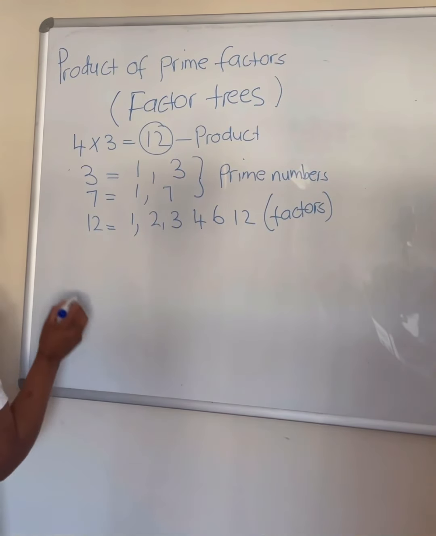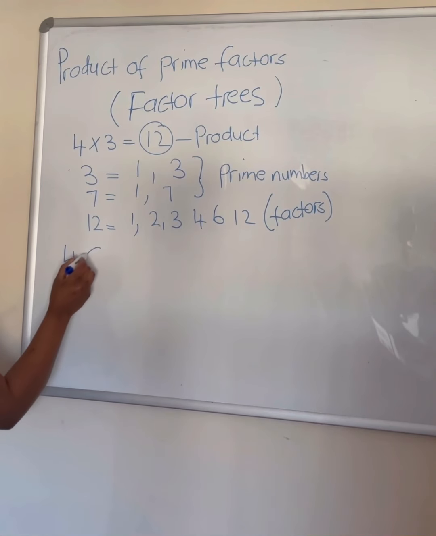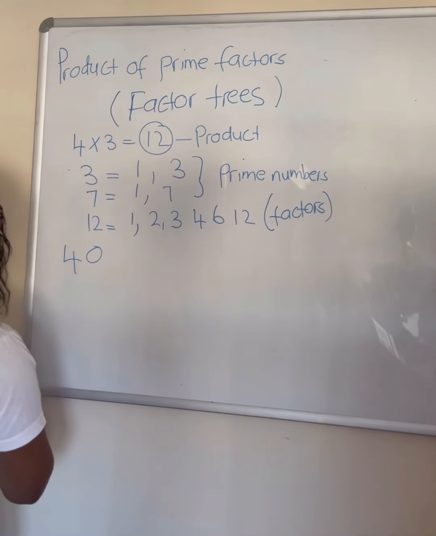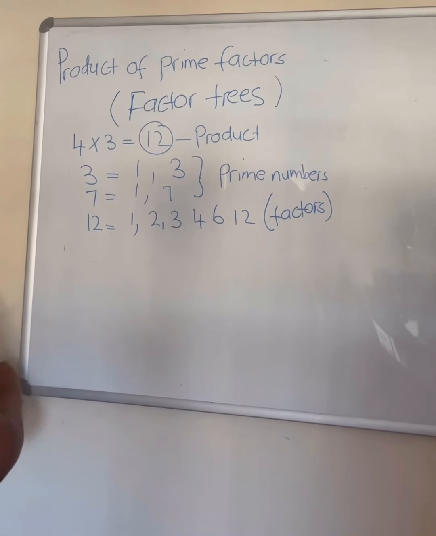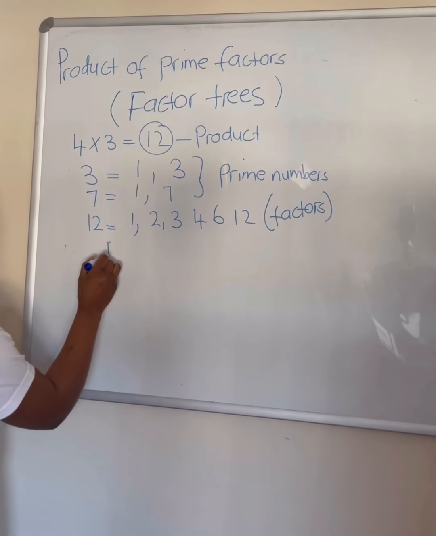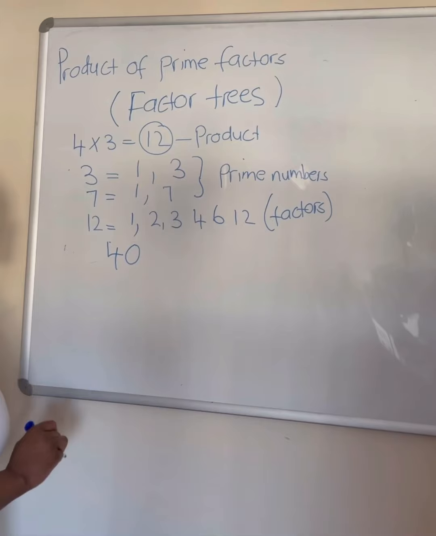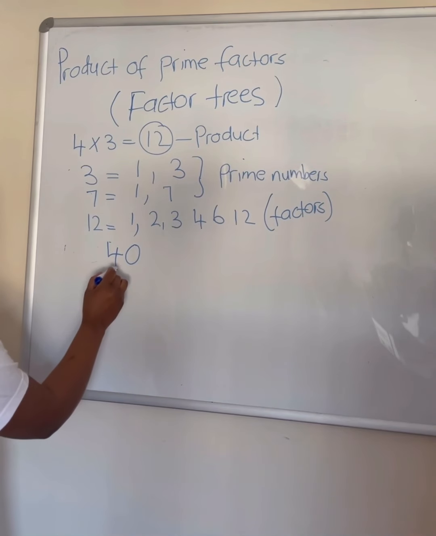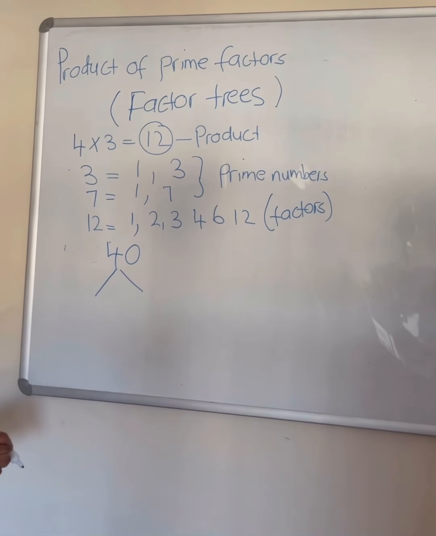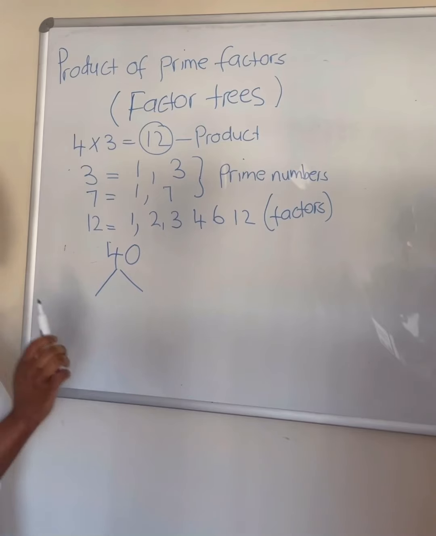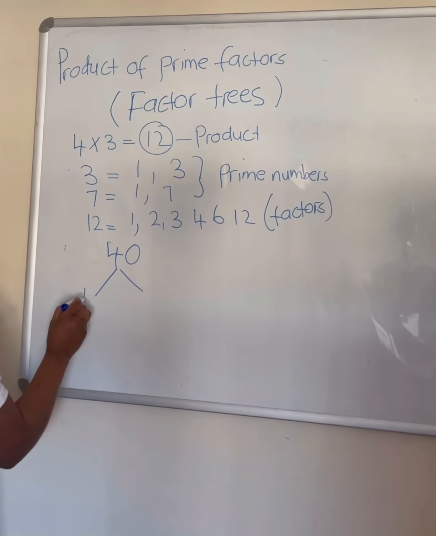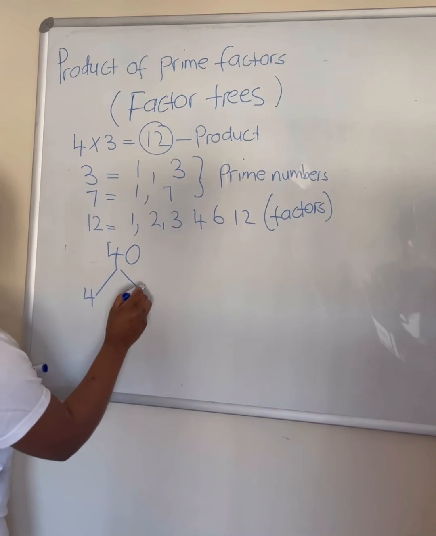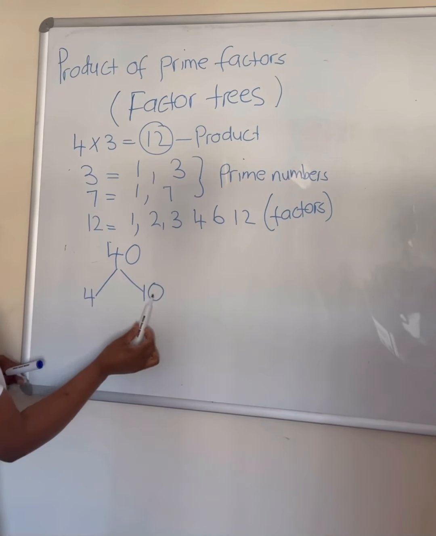For instance, if I have 40 and I need to make a factor tree for 40, what that means is I need to make some branches. These are my branches, so I'm making a tree. So you think of two numbers, when you times, you get 40, which is 4 and 10. If I multiply 4 and 10, I get 40.